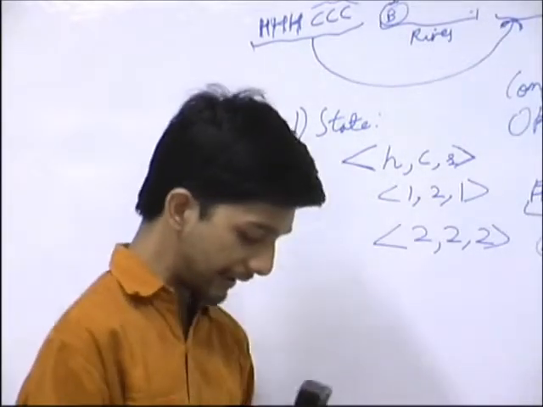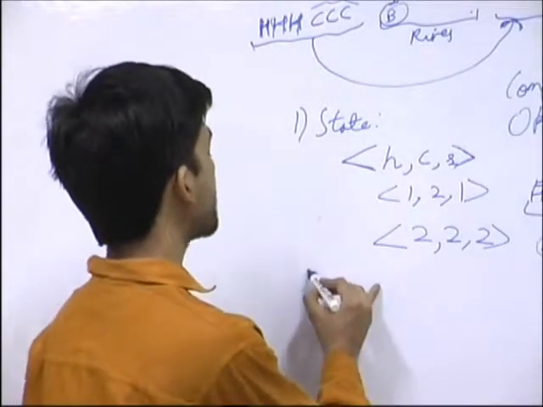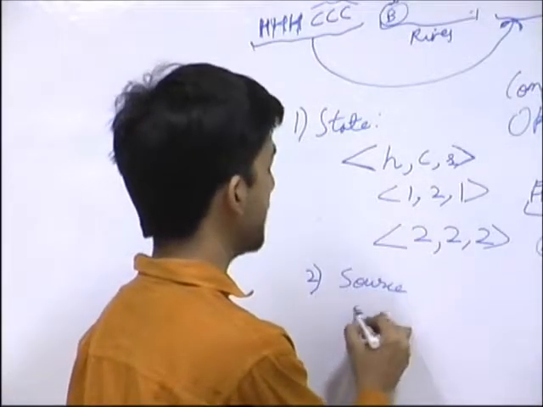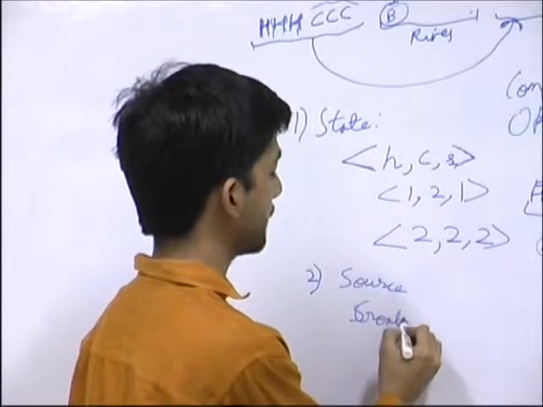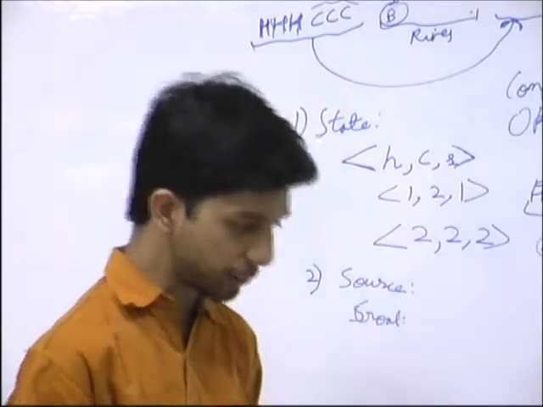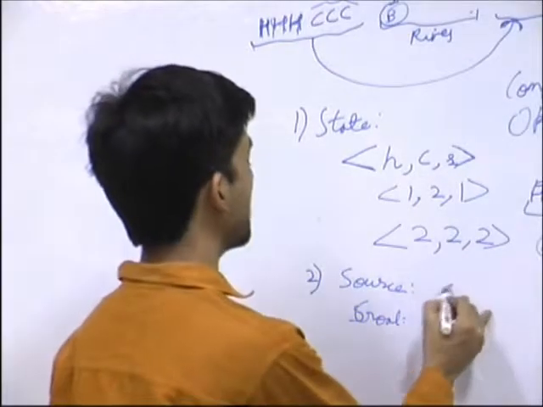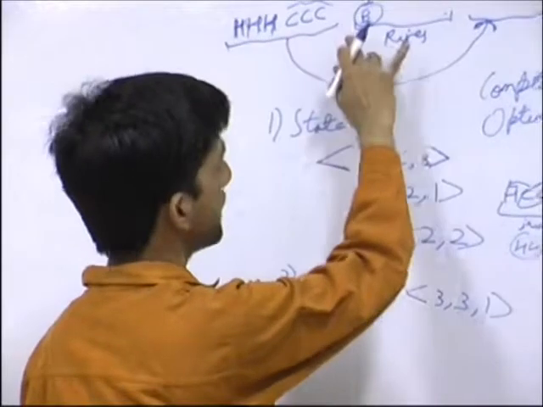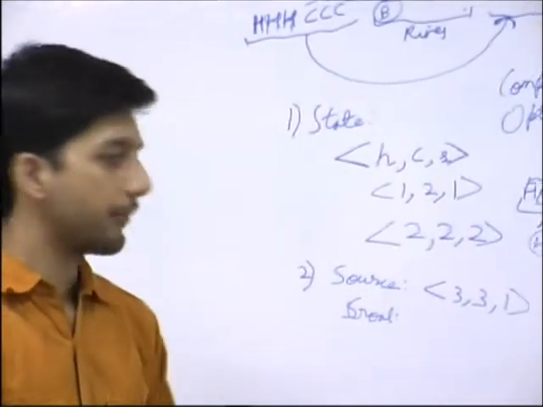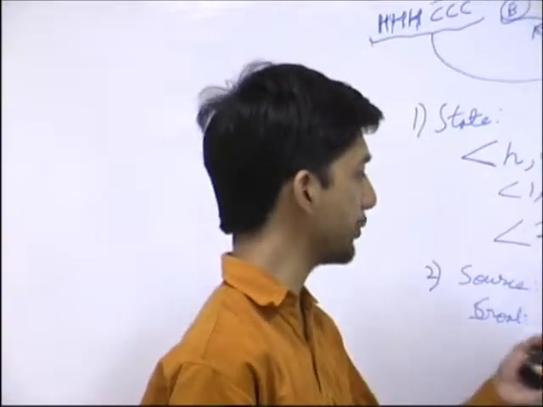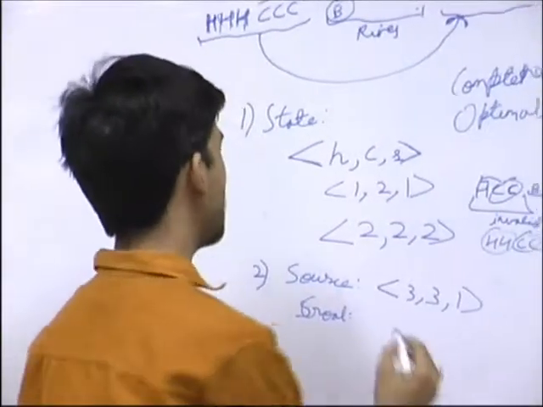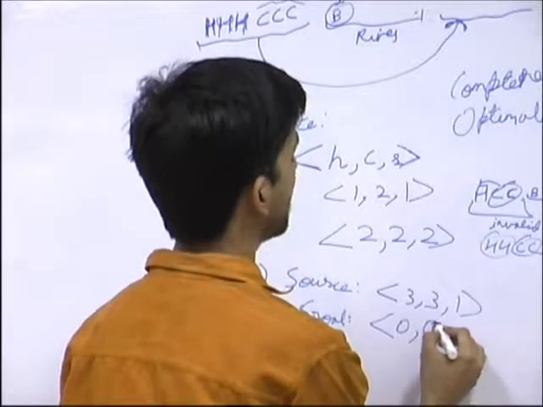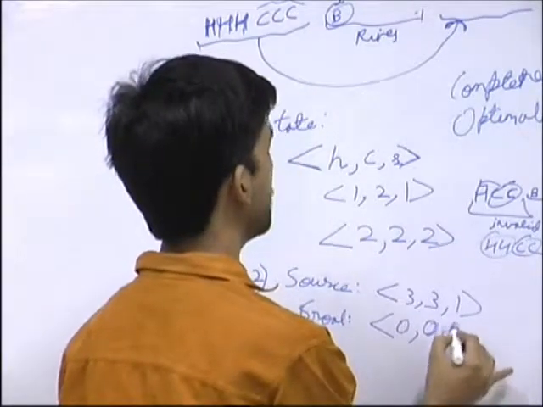So once I know the state, I of course need to know what my source state is and what my goal state is. It is important for me to know what my source is and what my goal is. Let's say 3, 3 and 1 was my source: 3 H here, 3 C here, and a B over here. Let me say my goal is 0, 0, and it ideally does not matter where the boat is.